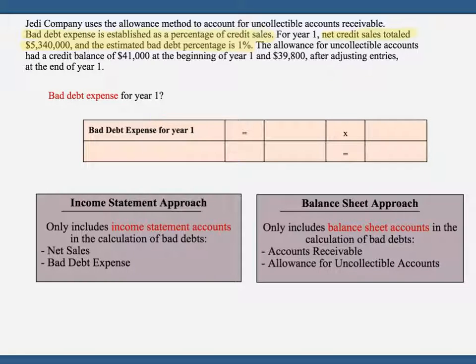So we need to find our net sales, $5,340,000. We'll plug that in. And then the problem also tells us that the estimated bad debt percentage is 1% of net sales. So we'll multiply this by 1%, 0.01. And doing that, we get $53,400 as our bad debt expense for year 1.